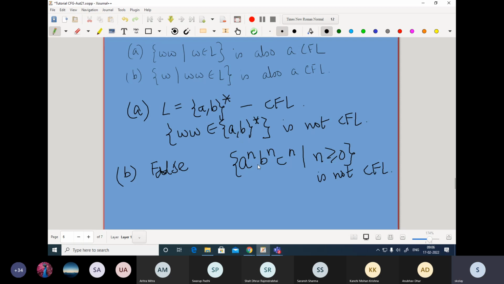Similar argument as A to the N, B to the N, A to the N. You can show the same thing. We've seen that A to the N, B to the N, A to the N is not context free by pumping lemma. Using a similar strategy, we can show that A to the N, B to the N, C to the N is also not context free. But L has to be context free.